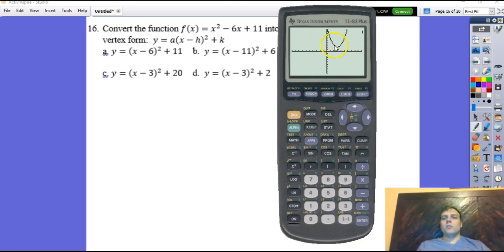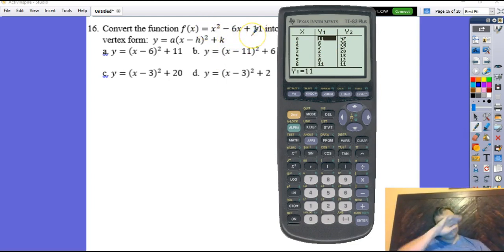Here's my original. There's, could be A. And then I don't see any more. So you could fiddle around with hitting zoom 0 and trying to mess with the zoom. Or you could just go to the table and look to see which table has the same exact y values. So y1 is the y values from your initial equation, the x squared minus 6x plus 11, your original equation that you're trying to find something in the same form as.